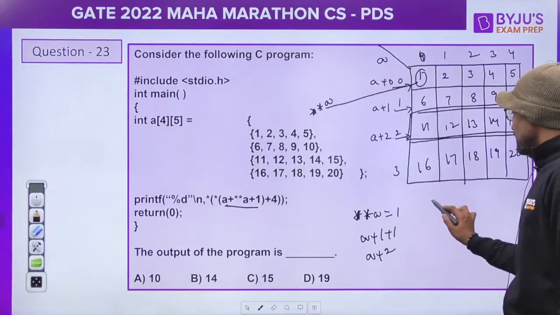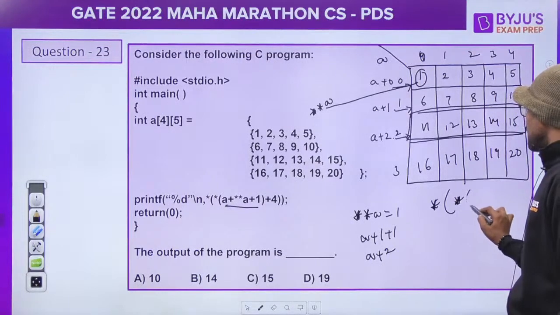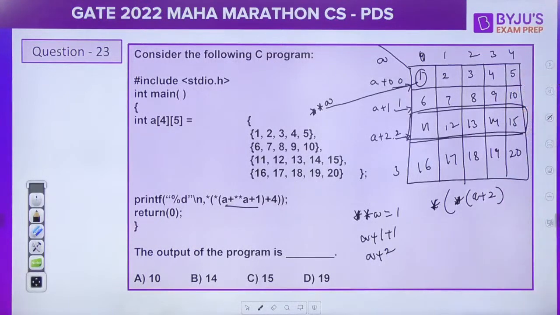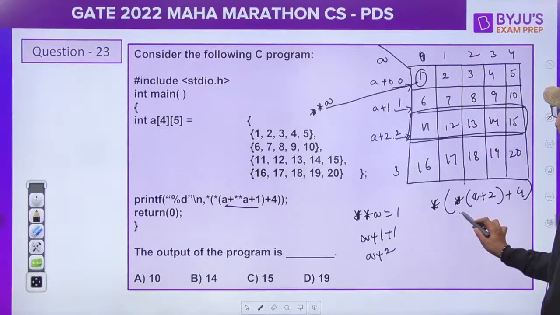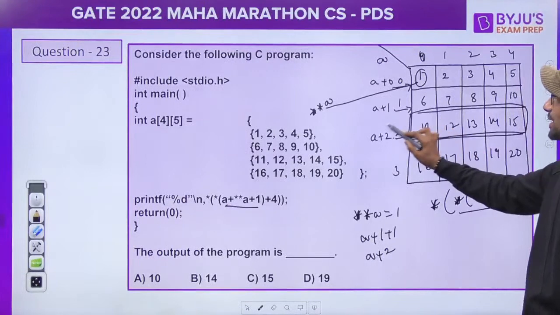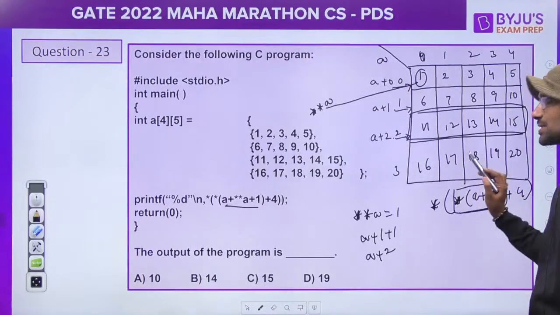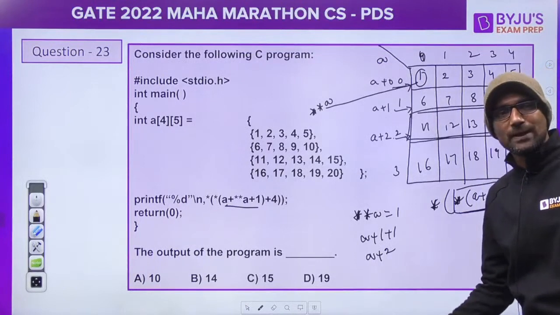Now value of a plus 2 plus 4. What is a plus 2? A plus 2 is this address. What is star a plus 2? Star a plus 2 also means address.